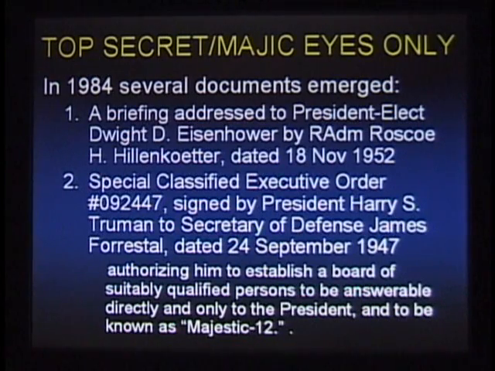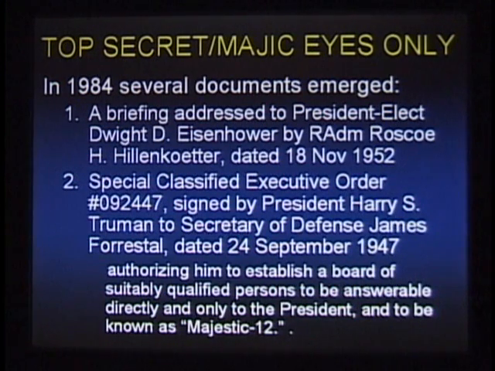In 1984, several documents emerged within the UFO community. One was a briefing addressed to President-elect Dwight D. Eisenhower by Rear Admiral Roscoe Hillenkotter, and it was dated 18 November 1952. And there was also a special classified executive order signed by Harry S. Truman to the Secretary of Defense. In those days was James Forrestal. It was dated 24 September 1947.